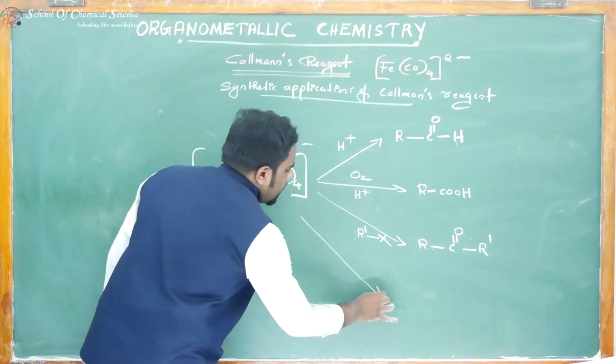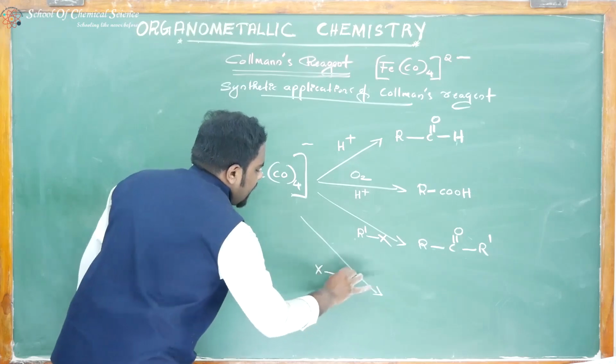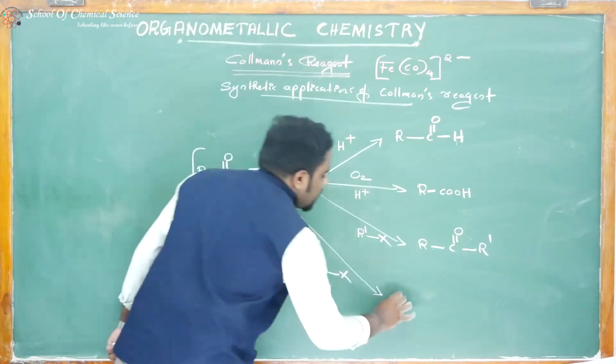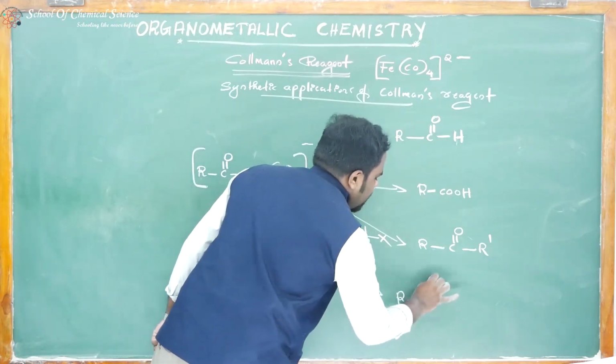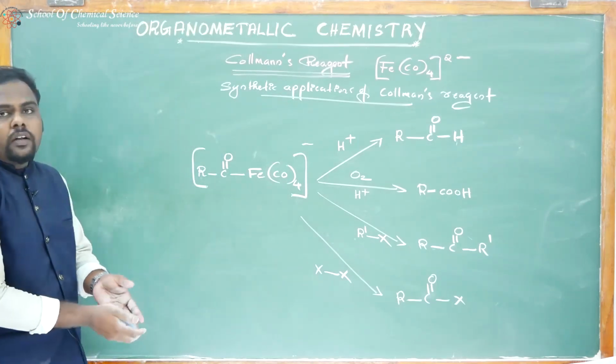If the same reacts with a halogen X2, what happens? RCO minus will attack this halogen. Your product will be RC double bond OX, and an acyl halide will be your product.